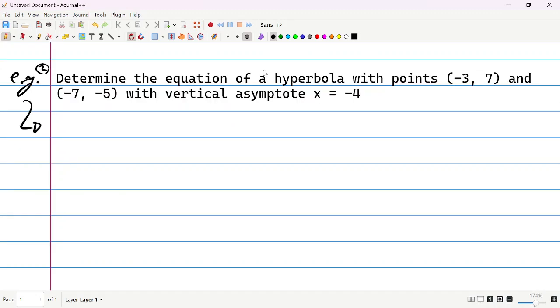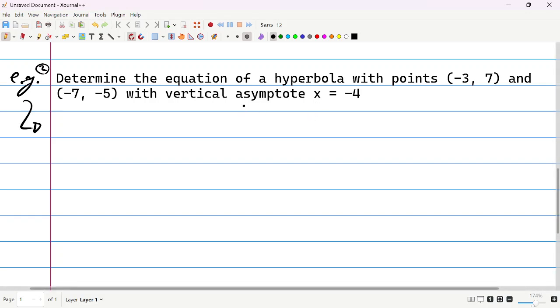So here's another type of question. Determine the equation of a hyperbola with points (-3, 7) and (-7, -5) with vertical asymptote x equals -4. So here's a problem. If they give you any function with two random points, you know you're going to be doing simultaneous equations. And yeah, we are about to be in for a treat. And then they give us x equals -4 to be the vertical asymptote.